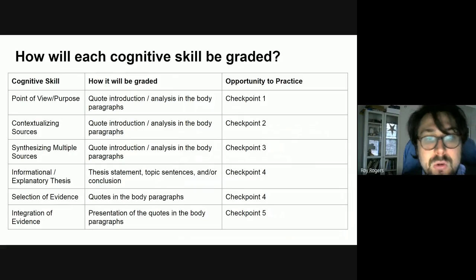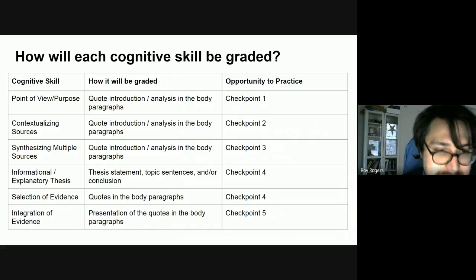All right. Then we're going to work on sharpening our thesis statement in checkpoint 4, alongside picking the right evidence to make our argument.